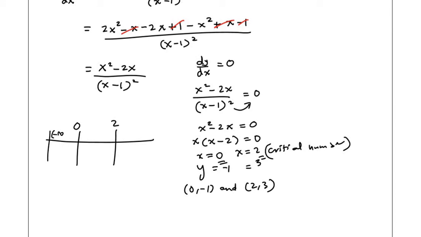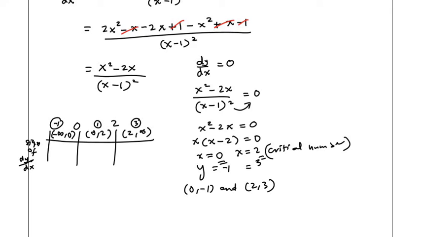Okay, here negative infinity until 0, 0 until 2, 2 until infinity, and here we need to put the sign of dy/dx. Okay, from negative infinity to 0, I choose the value negative 1. From 0 until 2, I choose 1. From 2 until infinity, I choose 3. And then let's find the sign of dy/dx.